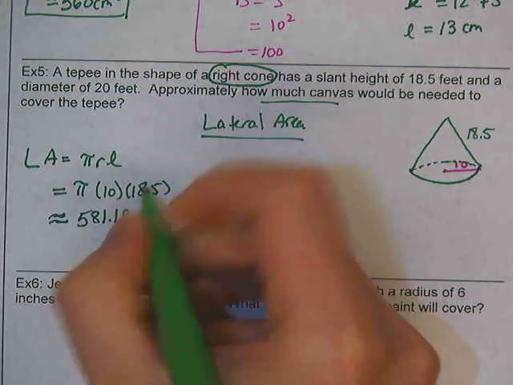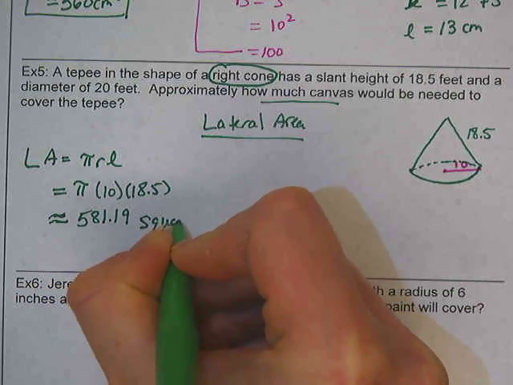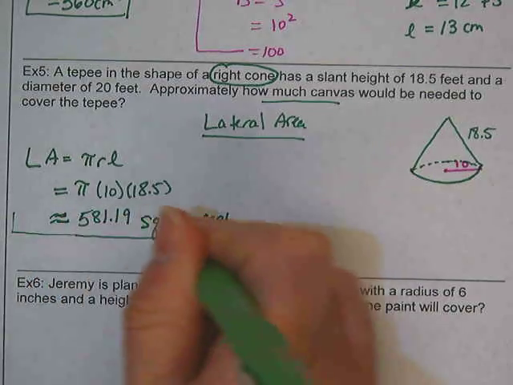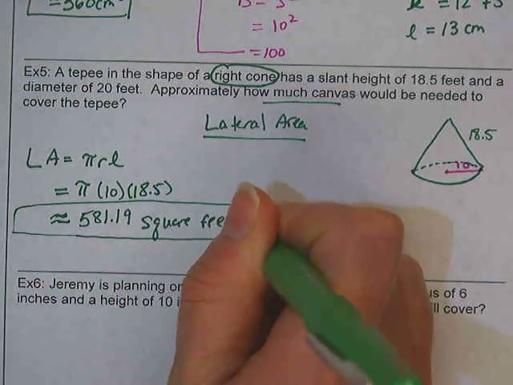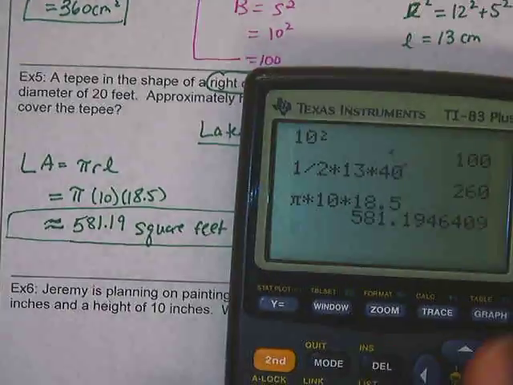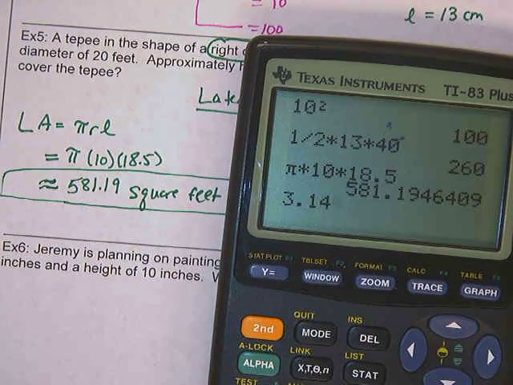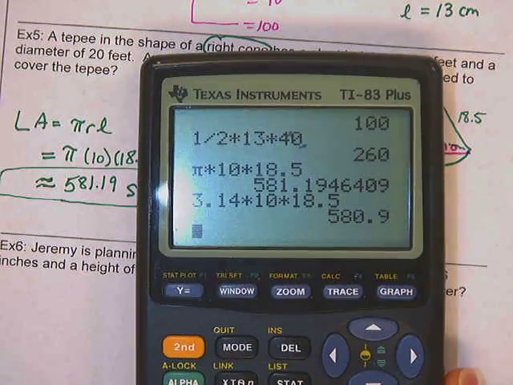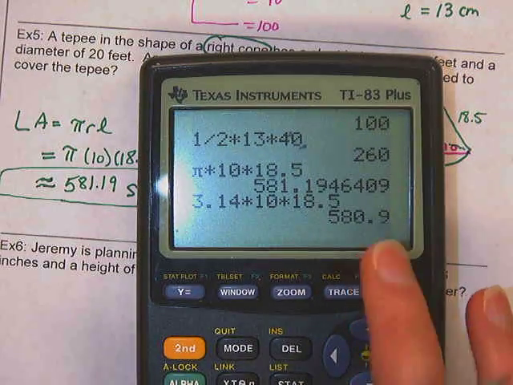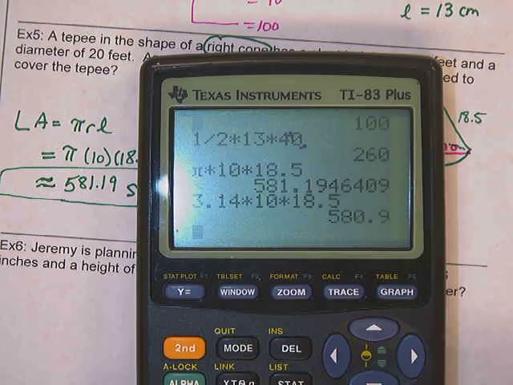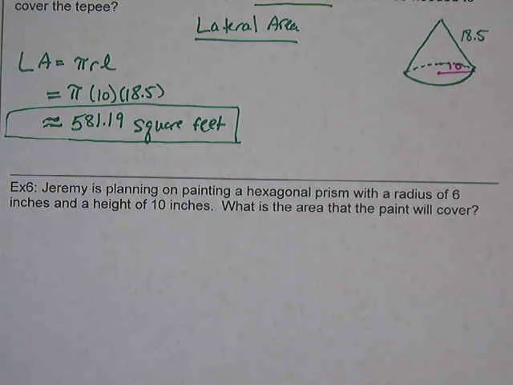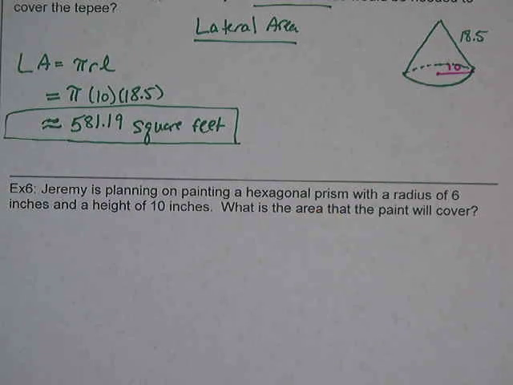So I have approximately 581.19 square feet. If you are using 3.14 on your calculator, your answer will be slightly different than mine. Don't let that stop you. I can type it in right now and see what I get. You would get 580.9. If that's the number you get, that's fine. That's close enough. Don't worry about it.